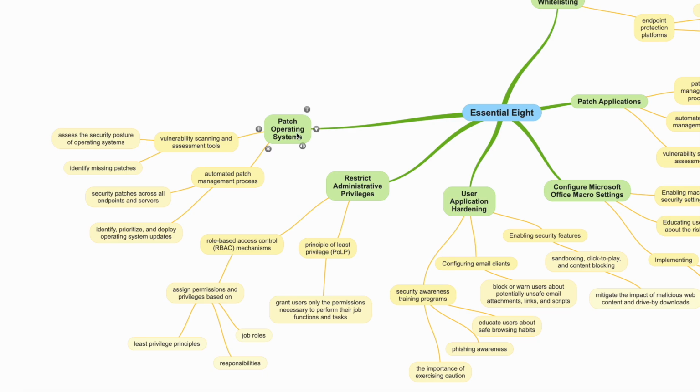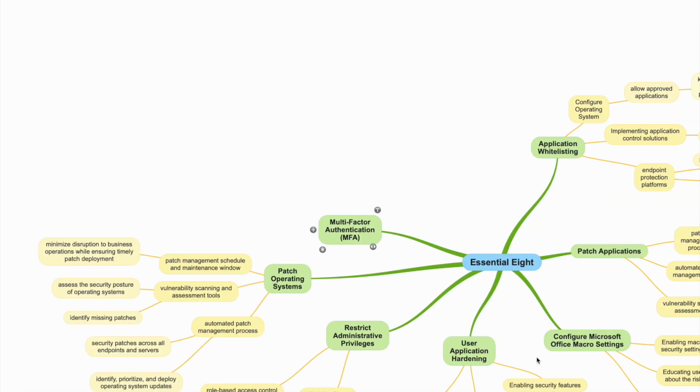Second example of patch operating system is vulnerability scanning and assessment tools to identify missing patches and assess the security posture of operating systems. Now the third example of patch operating system is patch management schedule and maintenance windows to minimize disruption to business operations while ensuring timely patch deployment.